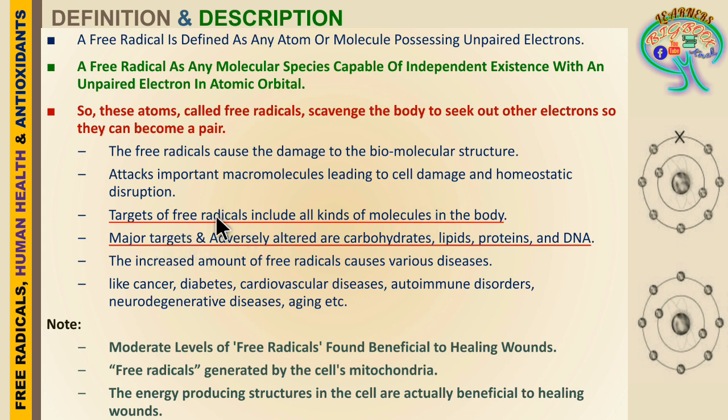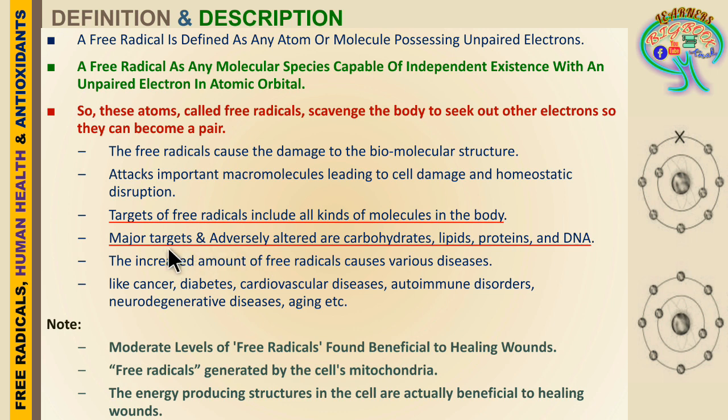Further, it is going to target all kinds of molecules in the body. As we have discussed, free radicals can react with any of the molecules or atoms within the biomolecular structures, so they can react with all kinds of molecules within the body. Major targets and adversely altered are carbohydrates, lipids, proteins, and DNA.